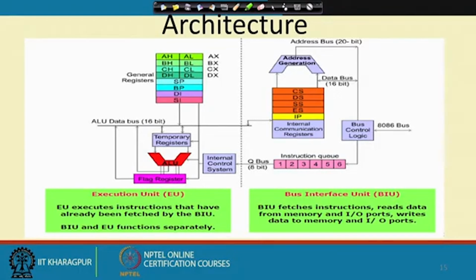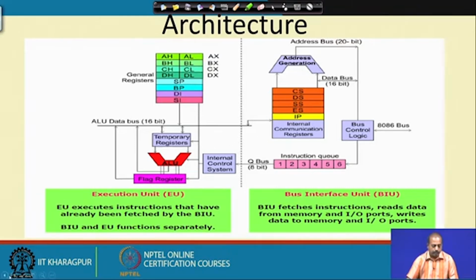8086 architecture consists of two units, as we noted in the last class. There is a bus interface unit and there is an execution unit. The bus interface unit is on the right side. It contains the logic by which it can access the bus, that is the address bus, data bus and all that. On the left side you see the execution unit, where the actual executions take place. We will look into this in detail.